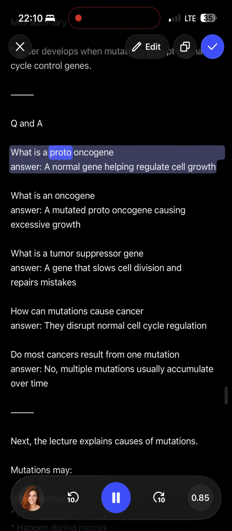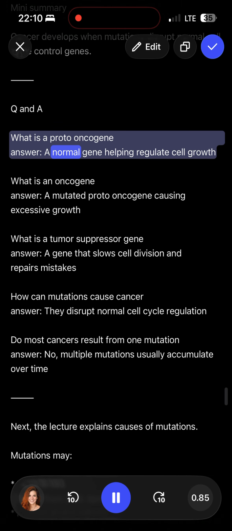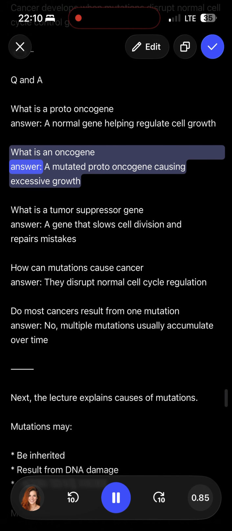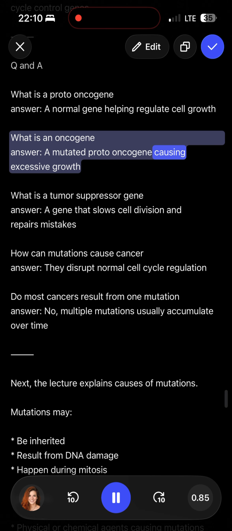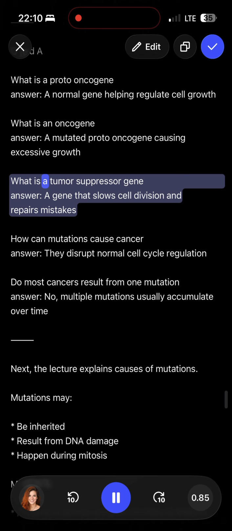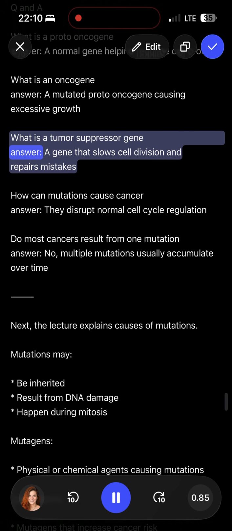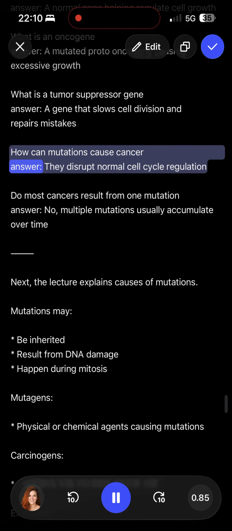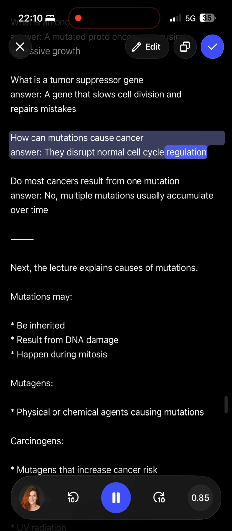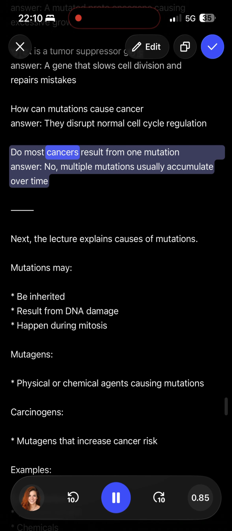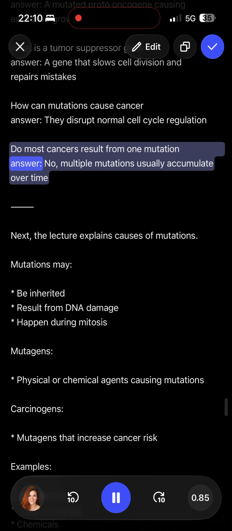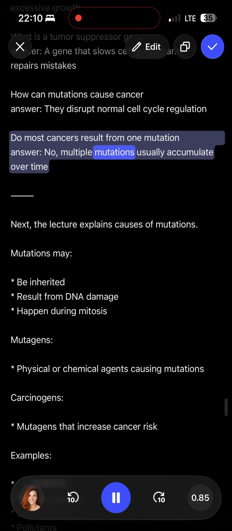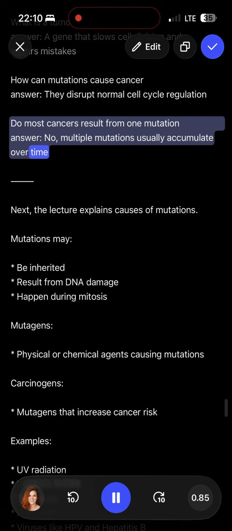Q&A. What is a proto-oncogene? Answer: a normal gene helping regulate cell growth. What is an oncogene? Answer: a mutated proto-oncogene causing excessive growth. What is a tumor suppressor gene? Answer: a gene that slows cell division and repairs mistakes. How can mutations cause cancer? Answer: they disrupt normal cell cycle regulation. Do most cancers result from one mutation? Answer: no. Multiple mutations usually accumulate over time.